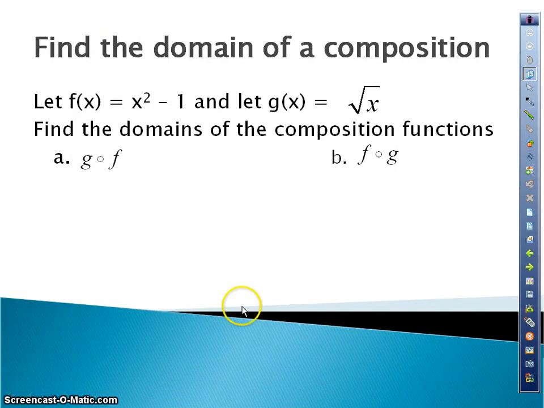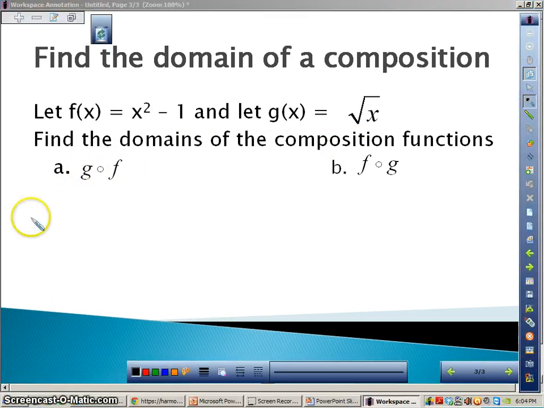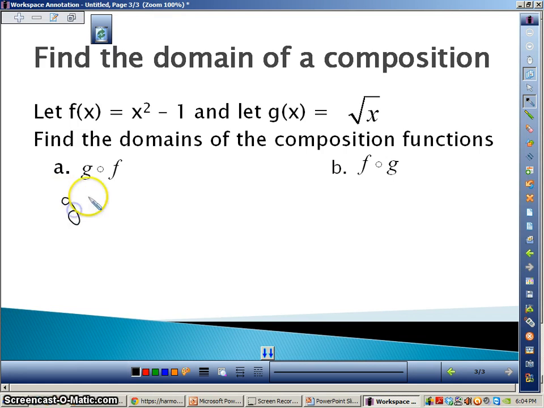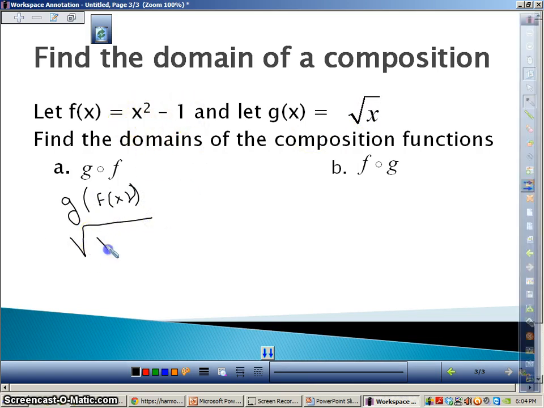We need to find the domain of a composition. So this time we have f of x being x squared minus 1 and g of x being the square root of x. And we need to find the domains of the composition functions. So they want us to do g of f. So I have the g on the outside, and I need to put f of x inside of g first. So g is the square root of x, so I'm going to have a square root. And then f of x is x squared minus 1. So f goes inside of g, so x squared minus 1 is inside there. And it wants us to find the domain of that.